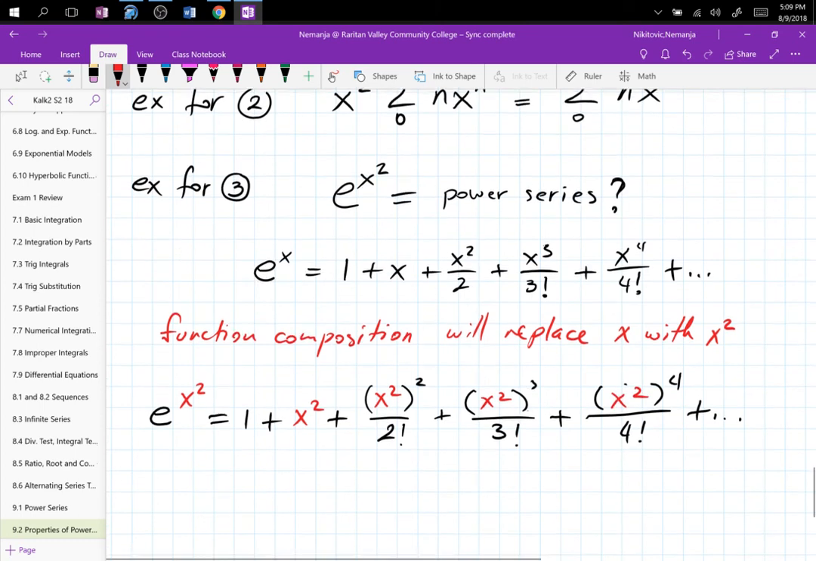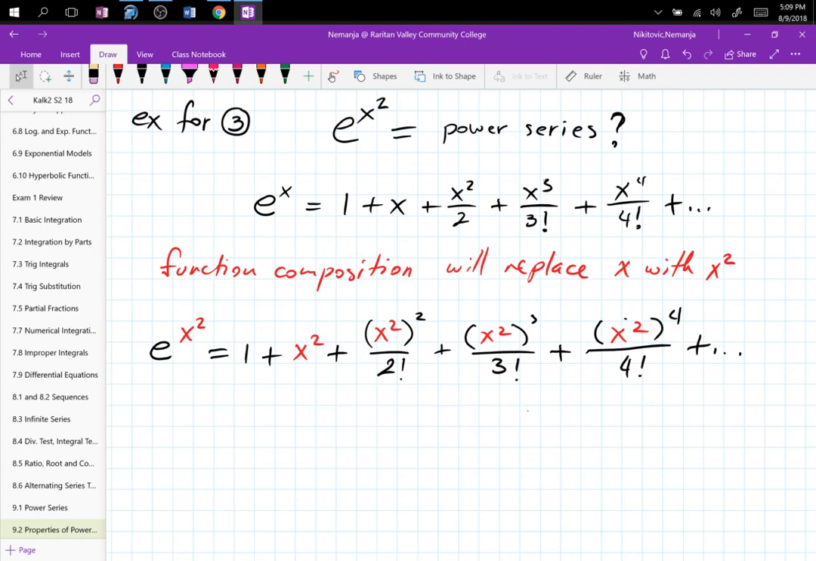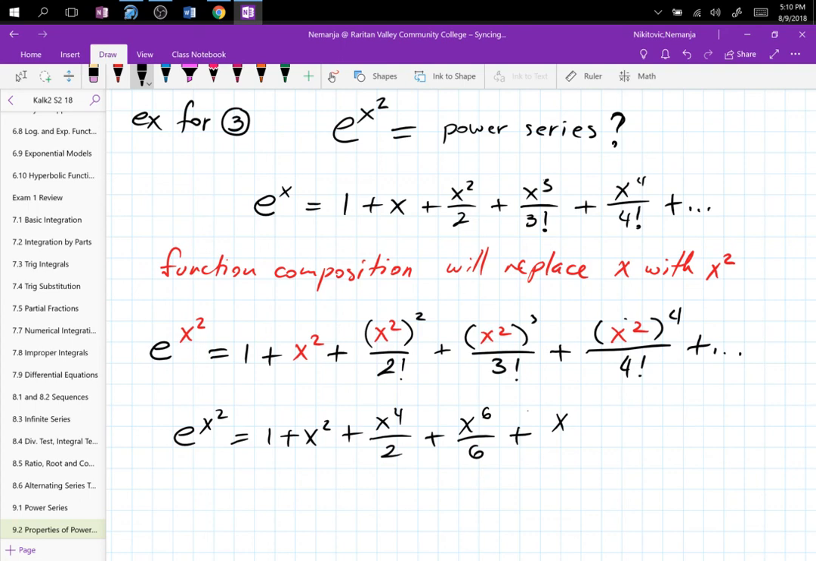So if you had e to the blah, it goes for every single x squared in that exponent. So that is the function composition. And now, when you work out the algebra and everything, e to the x squared is equal to 1 plus x squared plus x to the 4th over 2 plus x to the 6th over 6 plus x to the 8 over 24 plus ... going forever.